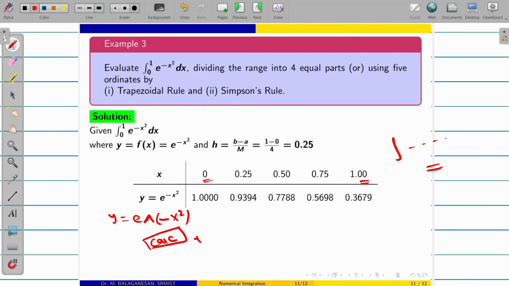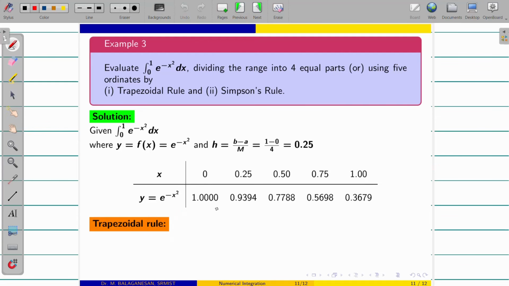Then in the display, for X, give the values one by one. We can find the table values for X equal to 0, X equal to 0.25, X equal to 0.5, X equal to 0.75, X equal to 1. For X equal to 1, what will be the Y? For X equal to 0.75, what will be the Y? In that way, we give the values to obtain the values of Y. So we found the table.